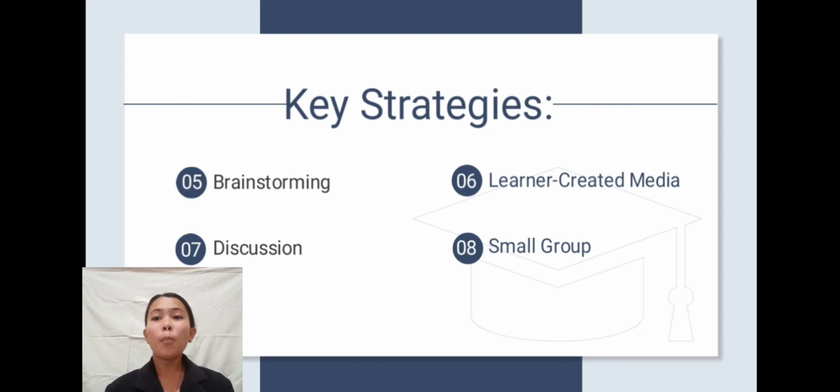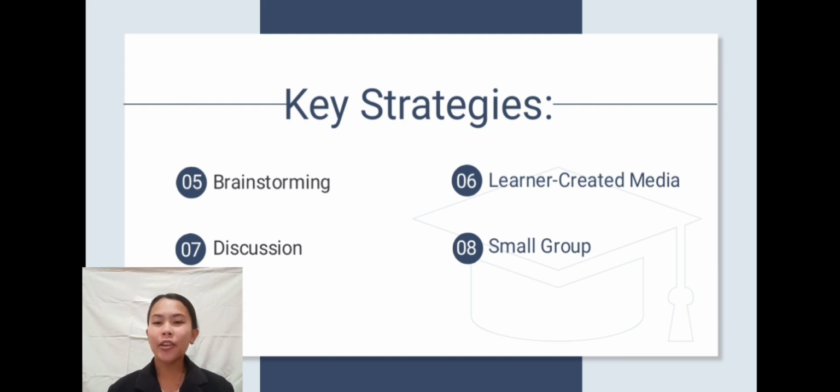So we noted both the advantages, which are active learning, addressing students' needs, and diverse perspectives, and the disadvantages, like being time-consuming and the potential for losing focus. And the last is small group work. So students collaborate on tasks, fostering problem solving and peer learning. This is often used in conjunction with other strategies.